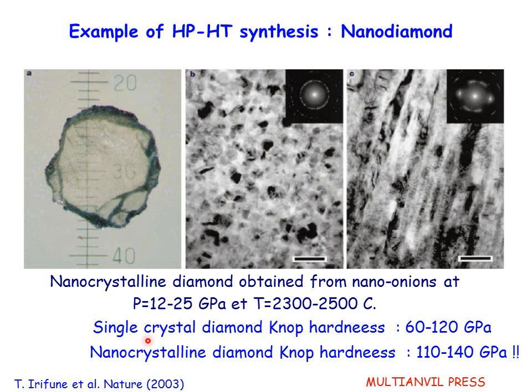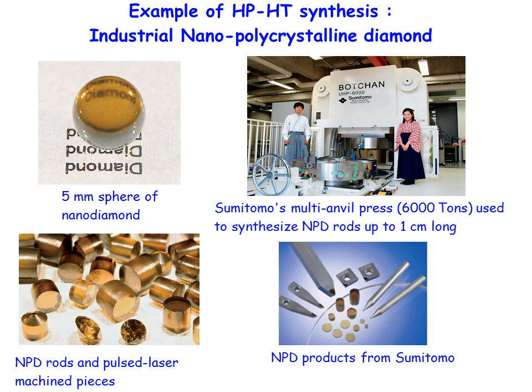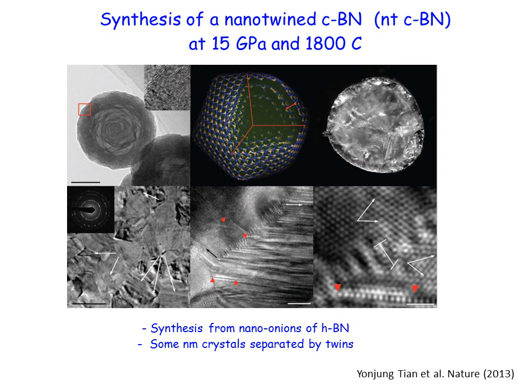You see, for single crystal diamond, the Knoop hardness is 60 to 120 gigapascal. For nanocrystalline diamond, this hardness is up to 140 gigapascal. So here you have an example of a nanodiamond sphere produced in such a way. This is a press used for such type of synthesis, and here are commercial rods produced through high pressure, high temperature, that can be used for machining applications. And these are nanopowder diamond products that are also commercially available.